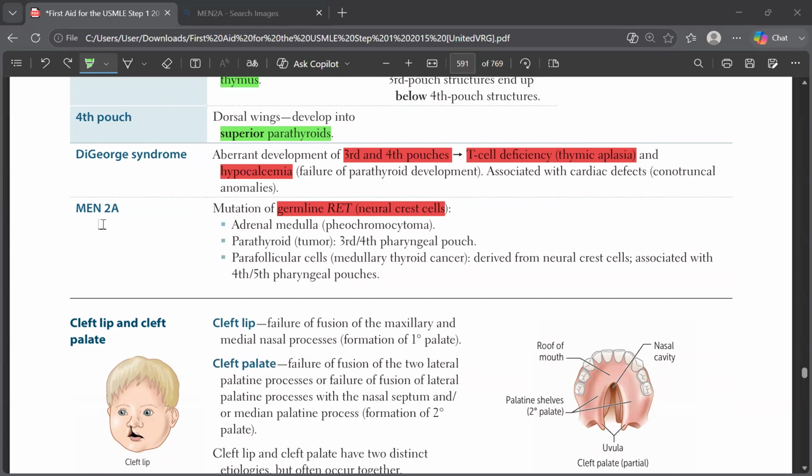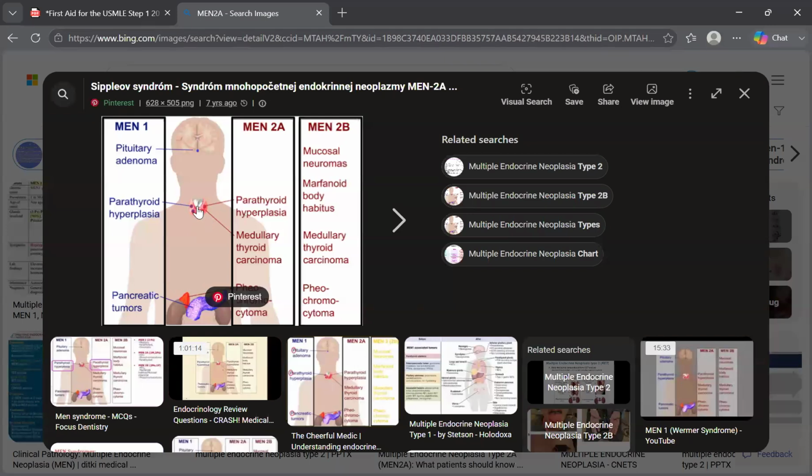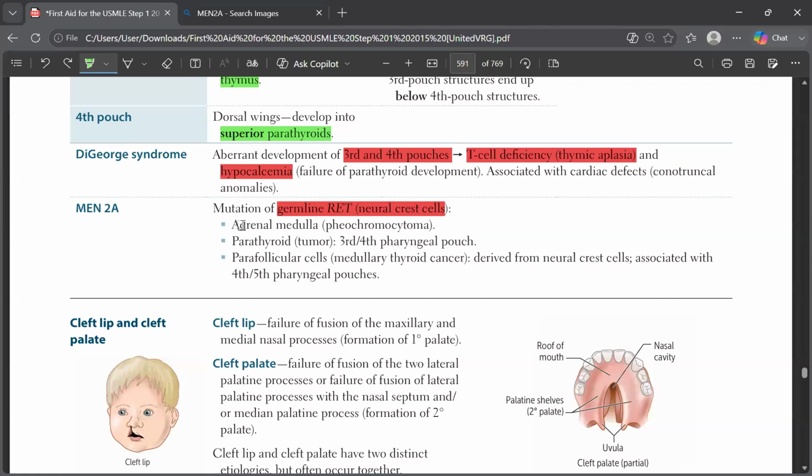Then we had MEN2A, which is a mutation of the germline RET gene. It is derived from neural crest cells, and it affects mainly three tissues: the parathyroid, causing parathyroid hyperplasia; the thyroid C cells, causing medullary thyroid carcinoma; and the adrenal medulla, causing pheochromocytoma. So yeah, adrenal medulla for pheochromocytoma, parathyroid tumor for the third and fourth pharyngeal pouches, and parafollicular cells for medullary thyroid cancer, which are derived from neural crest cells associated with the fourth and fifth pharyngeal pouches. So it affects these three tissues.